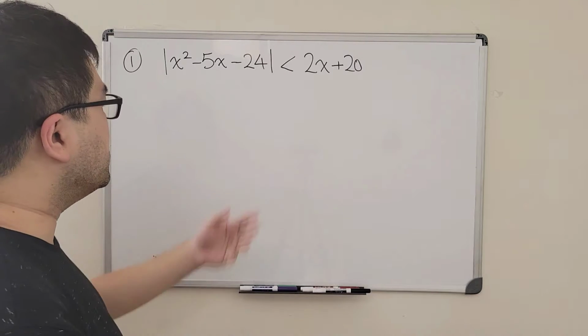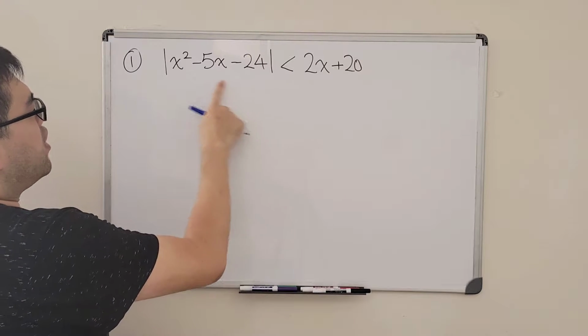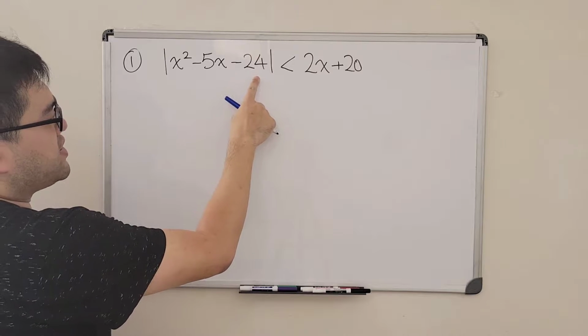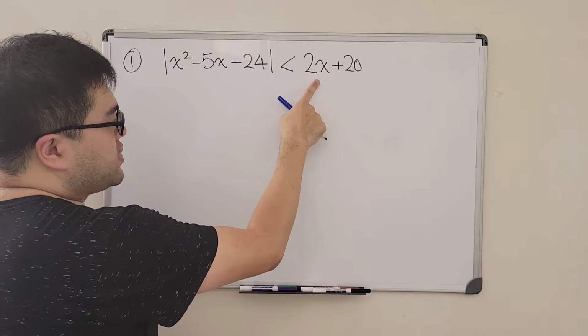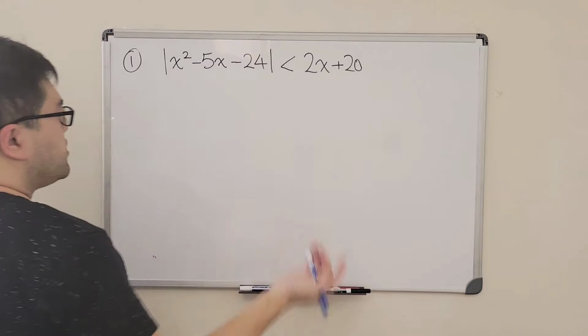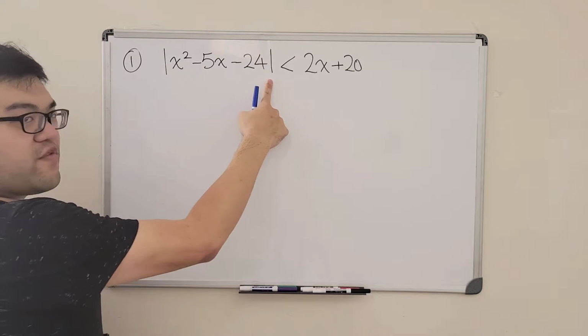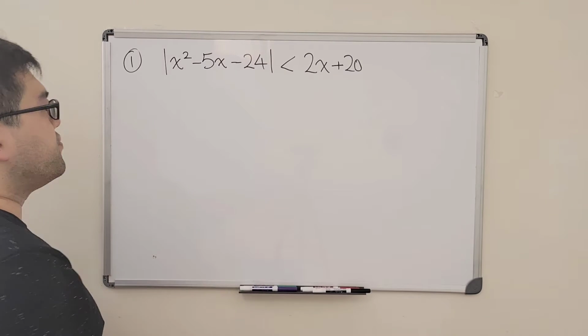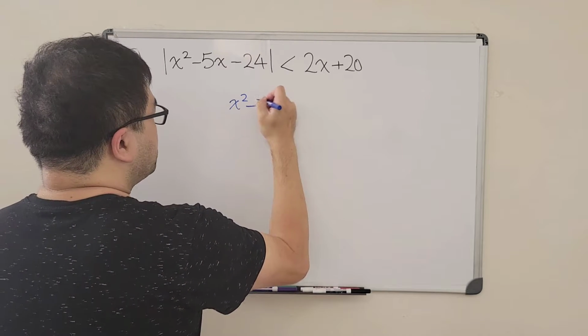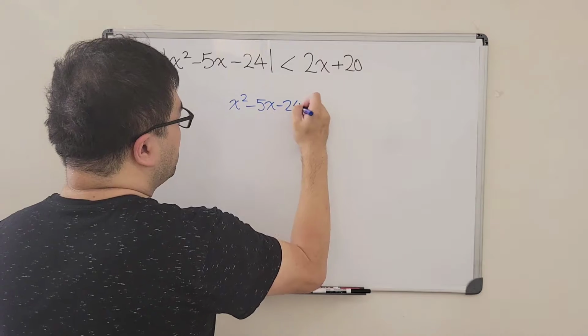Alright, so here is the first problem. Let's start from the easy one. We have the absolute value of x squared minus 5x minus 24 is strictly less than 2x plus 20. So how should we do it? Well, the first step is, since we have the absolute value, let's take it out. If we take out the absolute value, we now get the following.